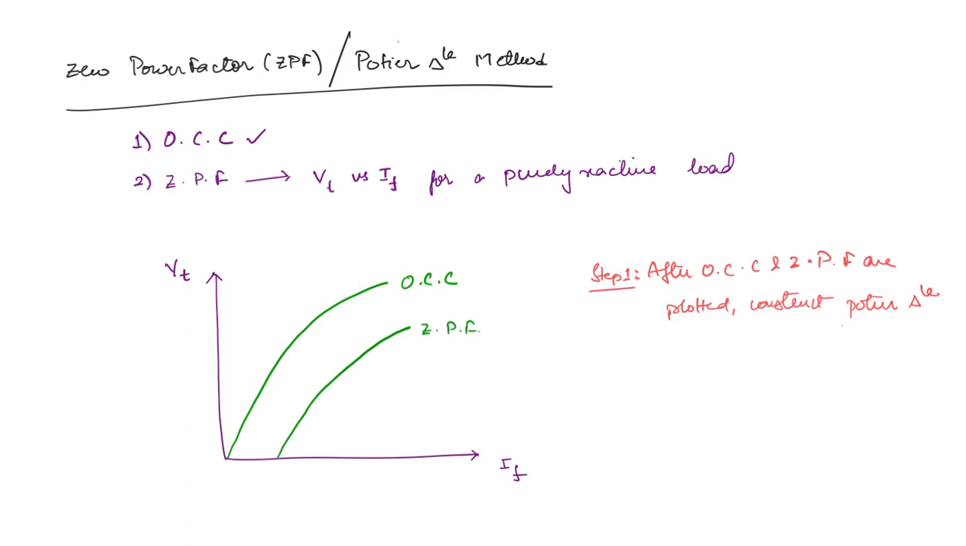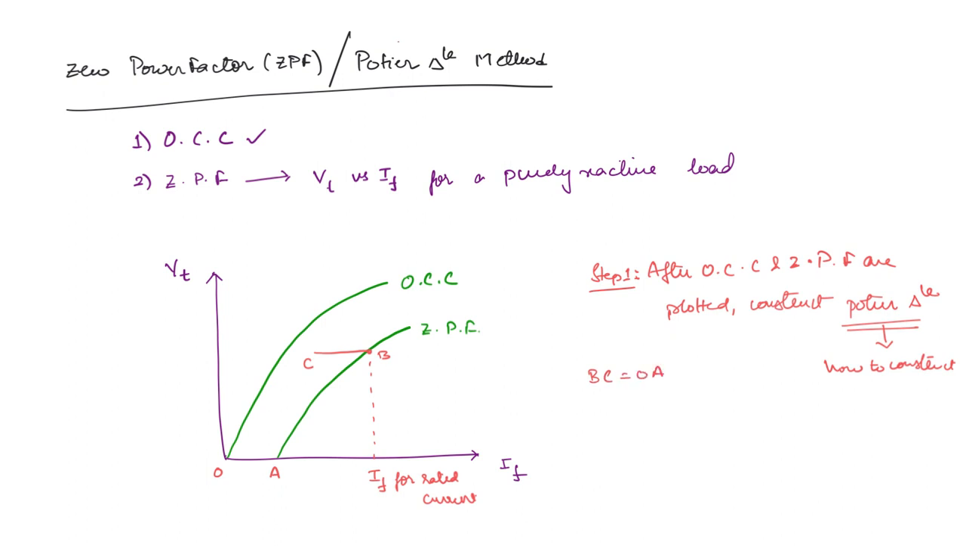Now the question is how to construct this Portier triangle. What you will do is, at the rated armature current, find the field current. You will mark that point on the ZPF, IF for rated current. Now through this point we will draw a parallel line whose length is equal to this length. You can mark the points here O, A, and if this is B, you will draw a parallel line so that this length BC is equal to OA.